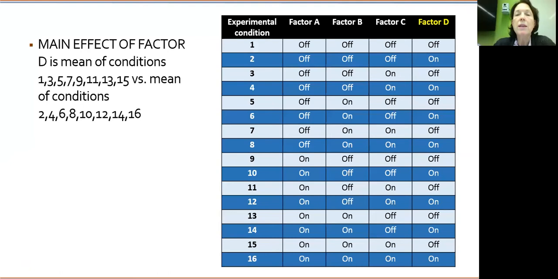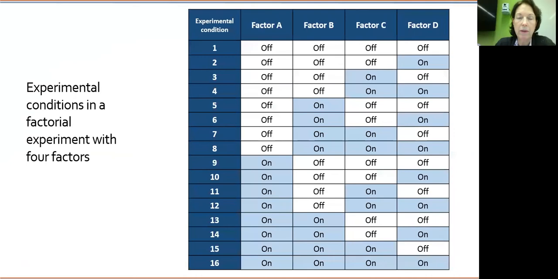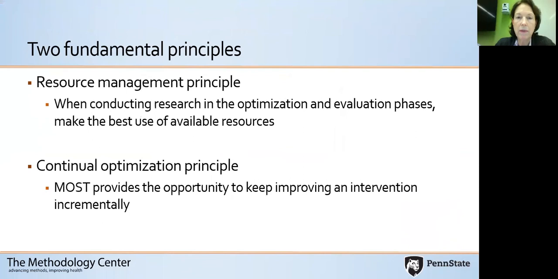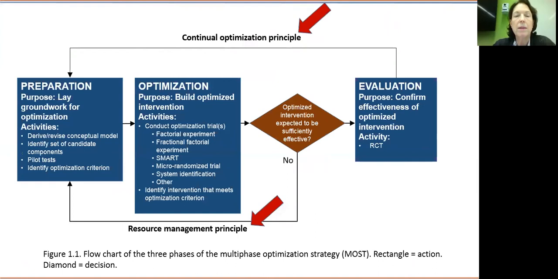So I'm going to go back to one of the schematics that gives an overview. Here we go, an overview of MOST. And if you look inside the box that says optimization, you see that one of the activities is conducting one or more optimization trials. And there's a list of the different kinds. I won't go through the different kinds, because there's lots of different ways you can conduct optimization trials.